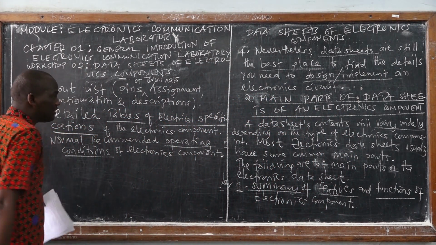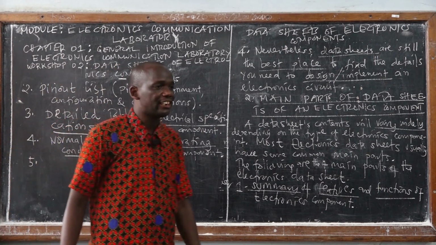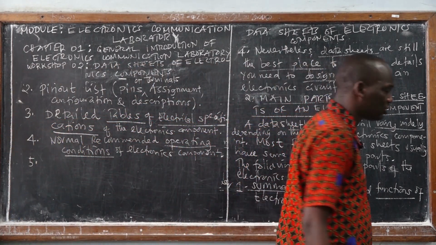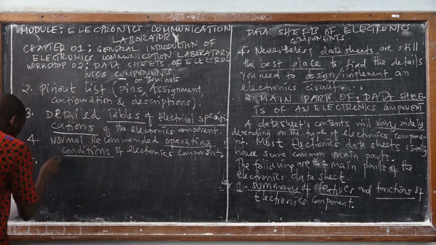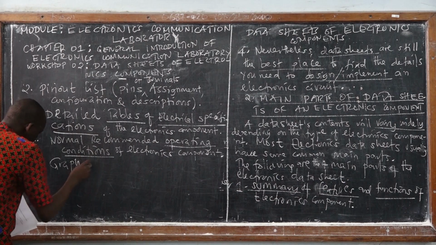Then, the first main part of any electronics datasheet, or datasheets of electronics components, we call it graphs. We call it what?